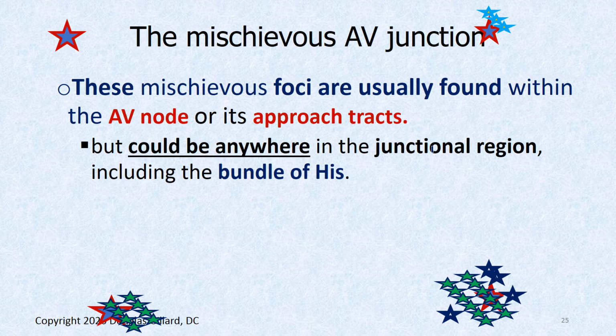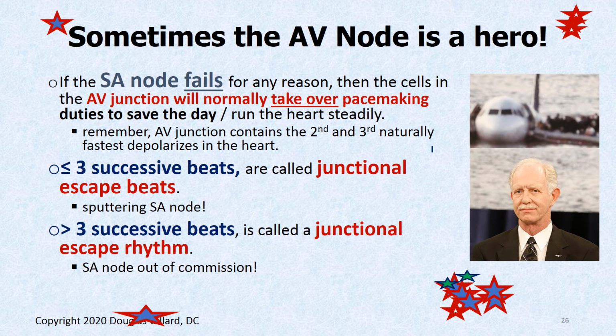Yeah, they are mischievous, usually found within the AV node or the approach tracts, but it could be further downstream. It could even be in the bundle of His, and those are still considered junctional ectopia. Sometimes it's the hero. So what if the SA node fails? Like I said, if you have a heart attack and your SA node is damaged and it doesn't make a spark anymore, then the junctional region, usually the AV node, will take over those duties.